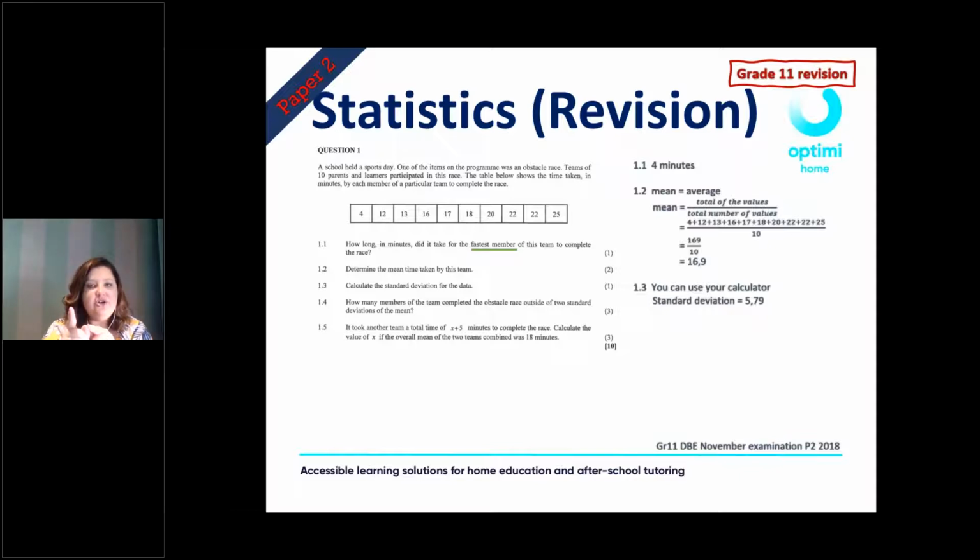So you'll go to mode, statistics. You only have one variable, so it's only numbers that you're going to add. You are going to add all your values, 4, 12, 13, 16, up until 25.